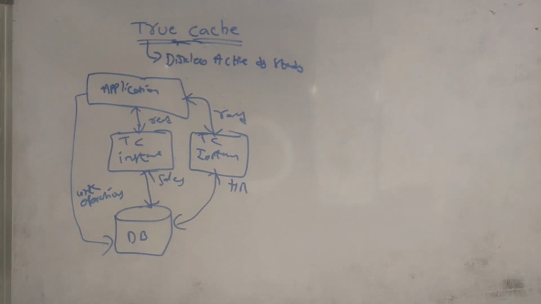TrueCache can also be deployed across regions, and across clouds. Suppose we have a database in one region, you can deploy TrueCache in another region. Suppose your database is in India and your application is in America, you can create a TrueCache instance in America so that the cache will be near to the application, and the performance will be improved very fast.